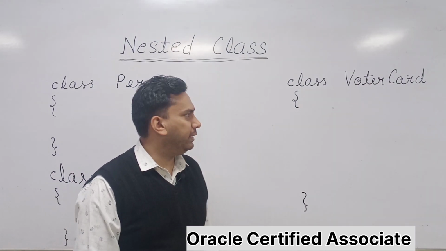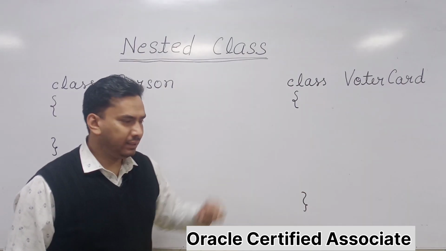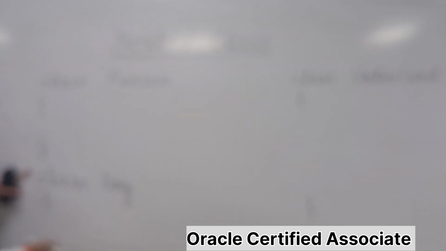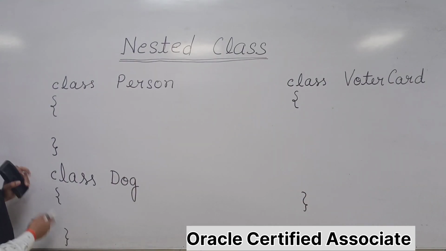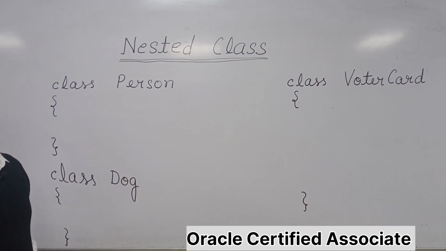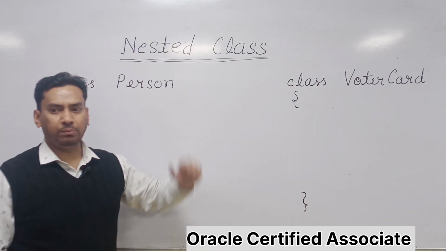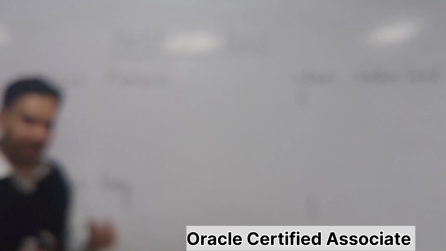But there is a problem here. Let's say I am leaving this class VoterCard open like this. So what is going to happen? Let's say there is a class called Dog. Don't you think that Dog can also create the object of VoterCard? Obviously, yes. There is no problem. The Dog can also create the object of VoterCard. So this is the problem.